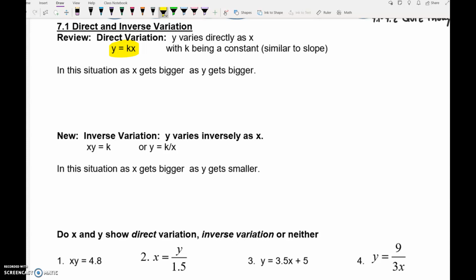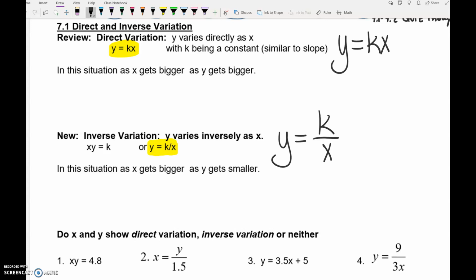The other one that we're going to learn today is inverse variation. Inverse variation is the equation y equals k divided by x. And I don't like how that's written. I'm going to write it over here. Y equals k divided by x. So direct variation is k times x. Inverse variation is k divided by x. K is called a constant of variation. So in each situation, there's a specific k value.